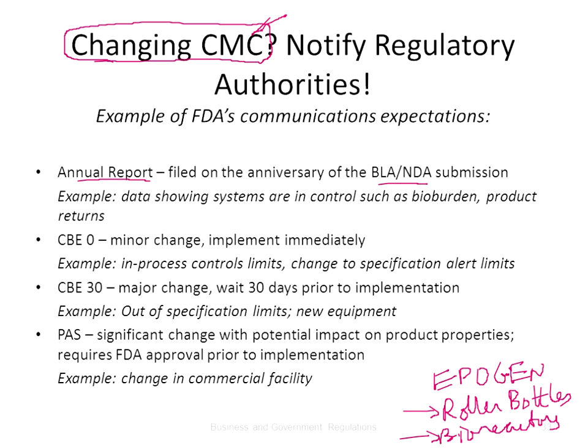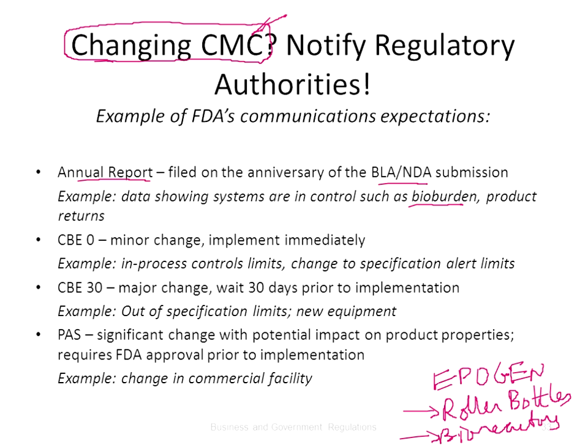So in the annual report, you might tell them that everything is under control. No, there are no changes to report, and that we have been monitoring the bioburden. It's the same product. There have been no product returns, or the product returns are under control, things like that. Okay.